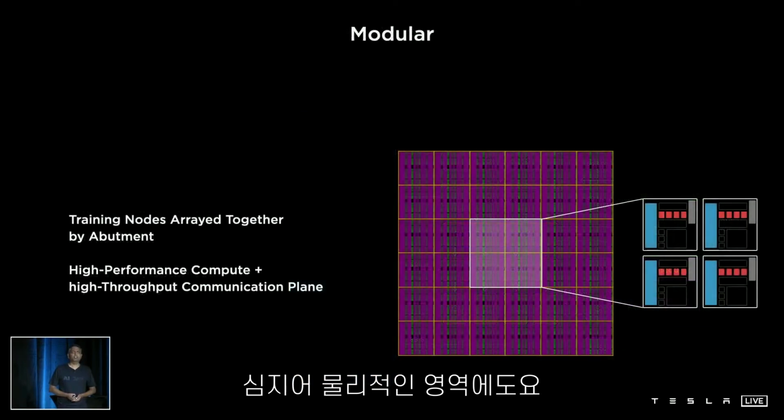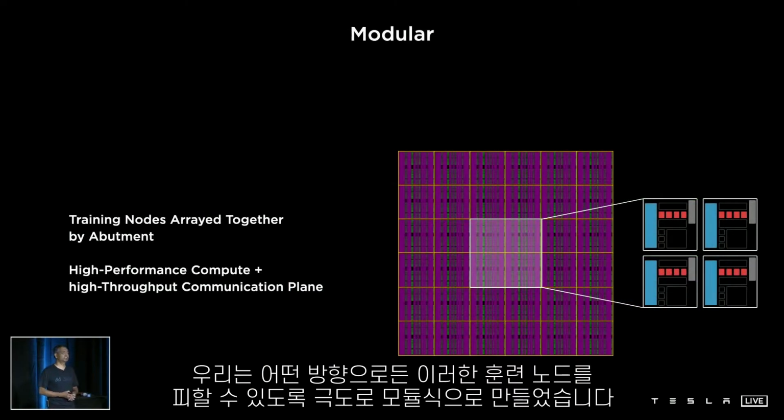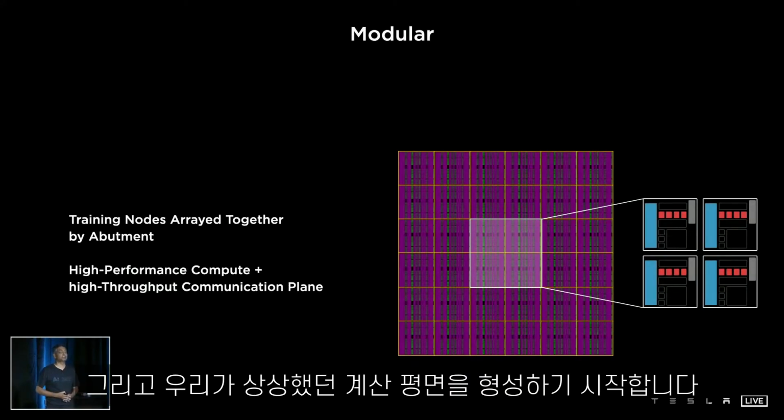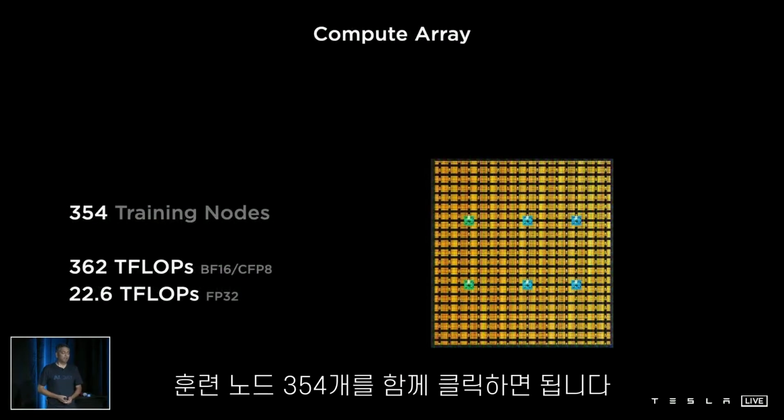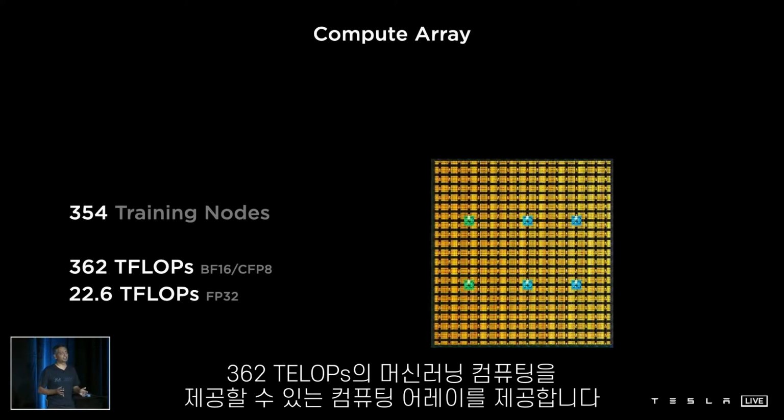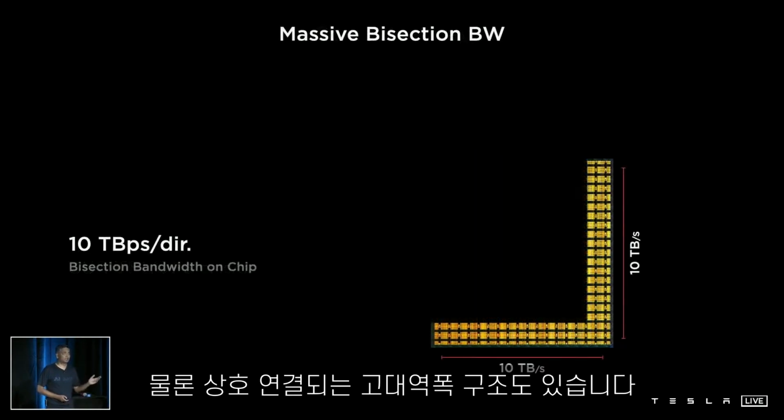And even in the physical realm, we made it extremely modular, such that we could start abutting these training nodes in any direction and start forming the compute plane that we envisioned. When we click together 354 of these training nodes, we get our compute array. It's capable of delivering 362 teraflops of machine learning compute. And of course, the high bandwidth fabric that interconnects these.